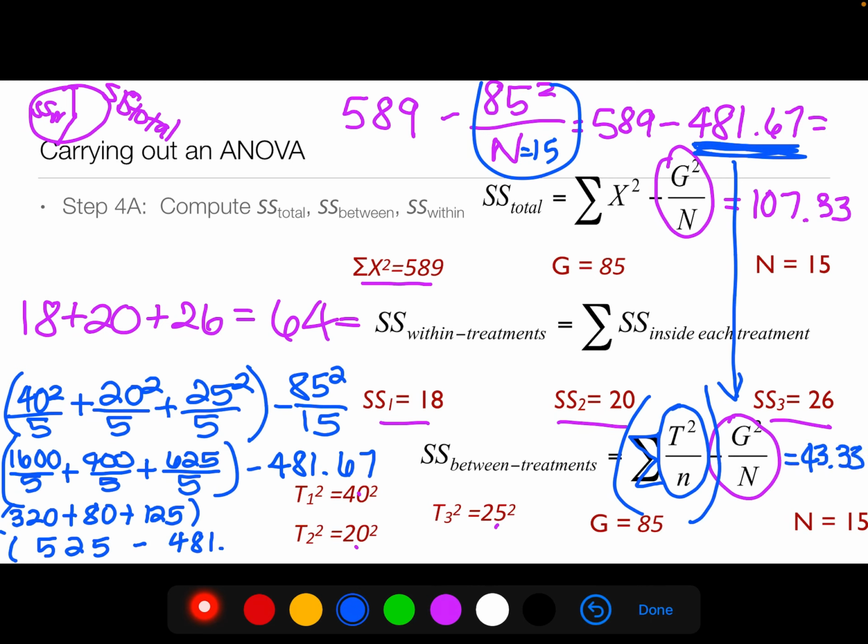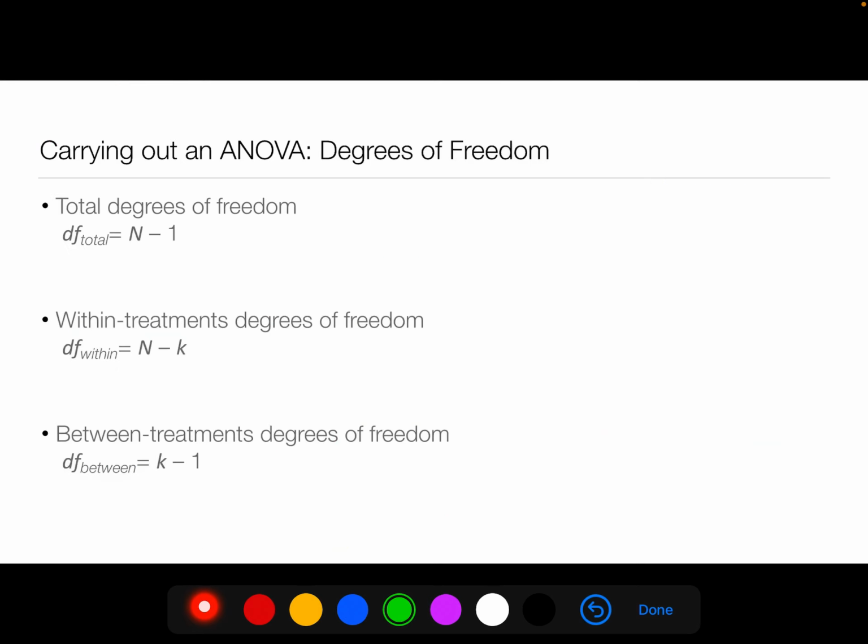And we can check our work and make sure that, in fact, our sums of squared between plus our sums of squared within is equal to our sums of squared total. And when we do that math, 43.33 plus 64 equals 107.33. So we have our whole pie together. And again, we can use this to check our work. This is the newest piece of the calculations. So after this is the brunt of the work. This is the, I'm done. And then we move on to the stuff that we're familiar with.